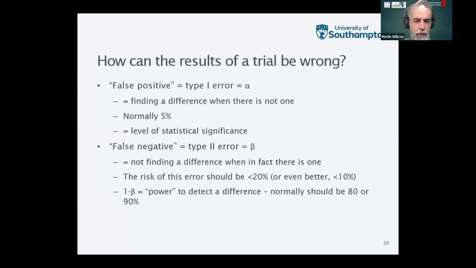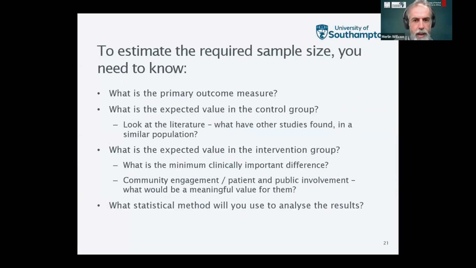And that's why we have the 5% level of statistical significance. And then you could also have a false negative trial, which is a type 2 error or beta. And that's the risk of not finding a difference when in fact there is one. And this is what we try to minimize as well. So the risk of this error, we typically try to keep it to less than 20%, or if possible, less than 10%. So 1 minus beta is what we call the power of a study to detect a difference. So normally we aim for 80% at least, 80% power.